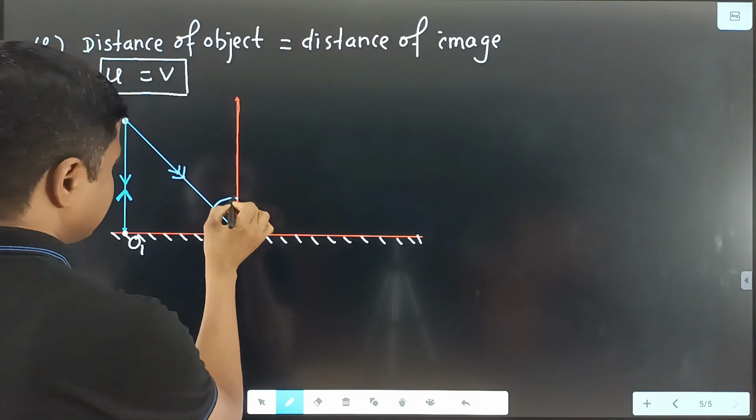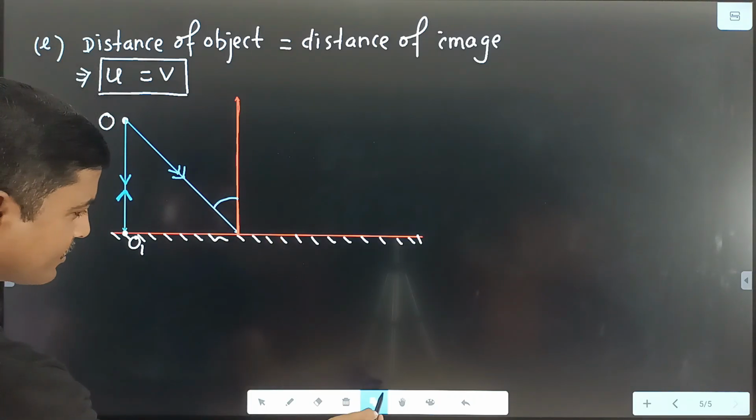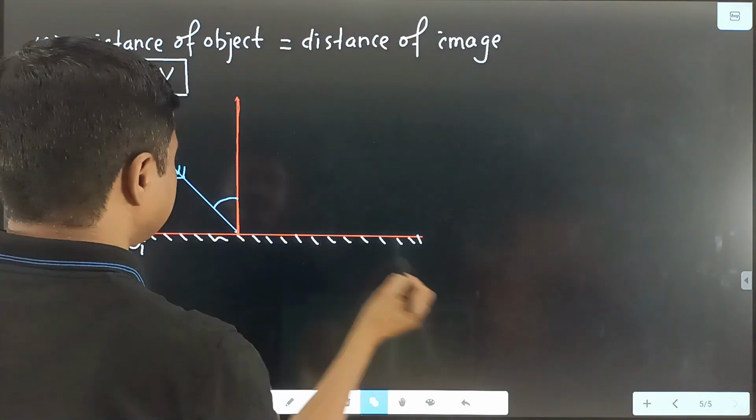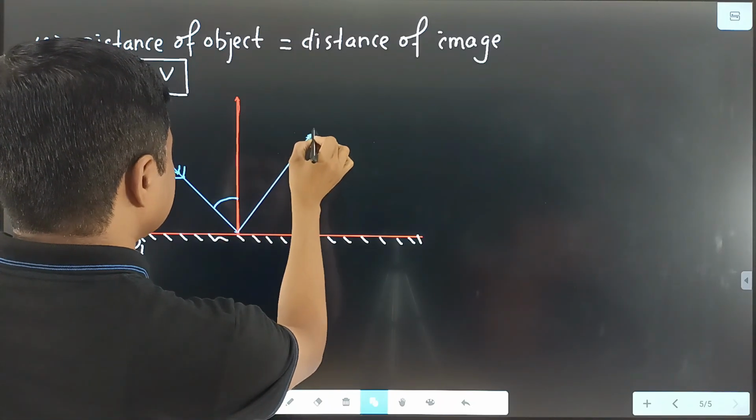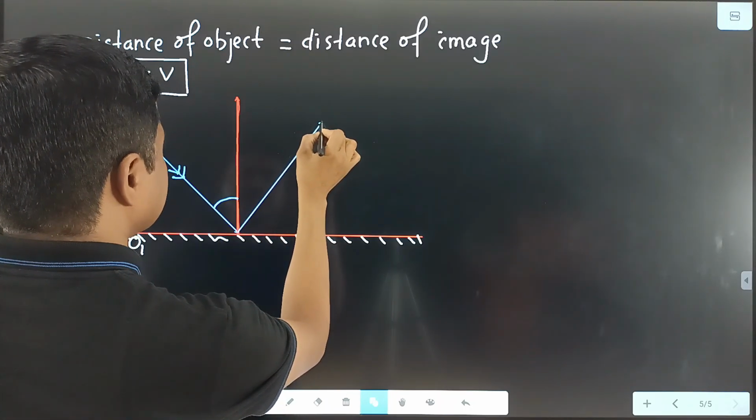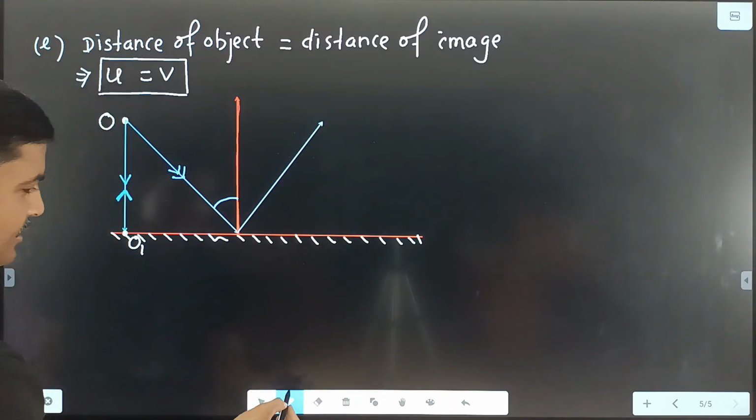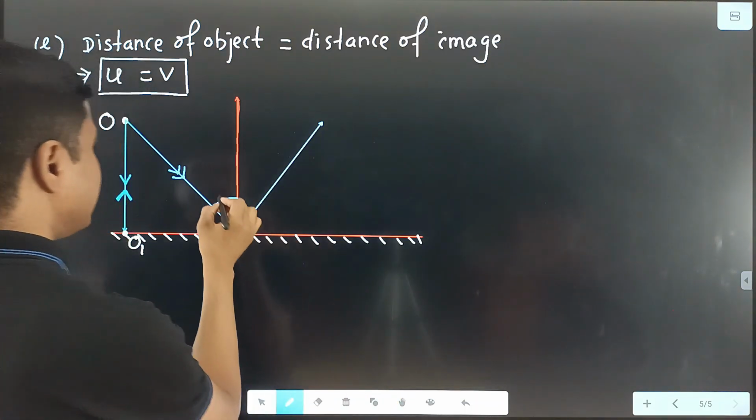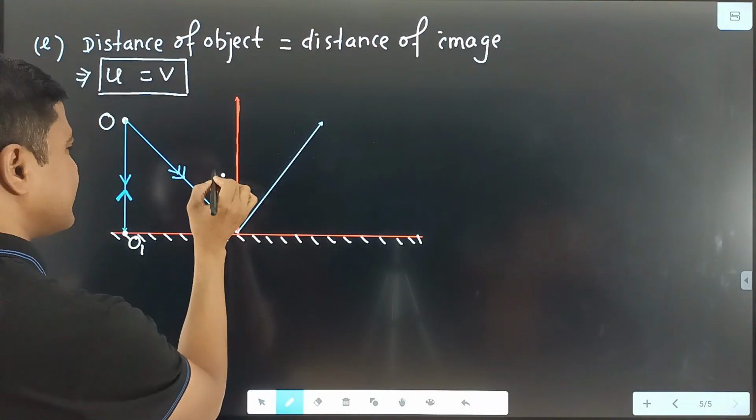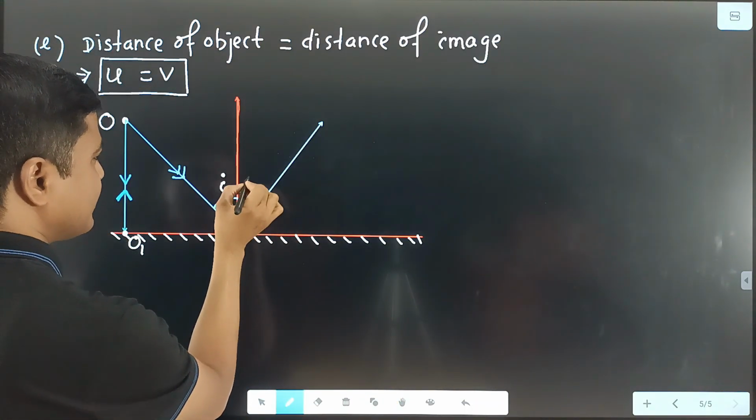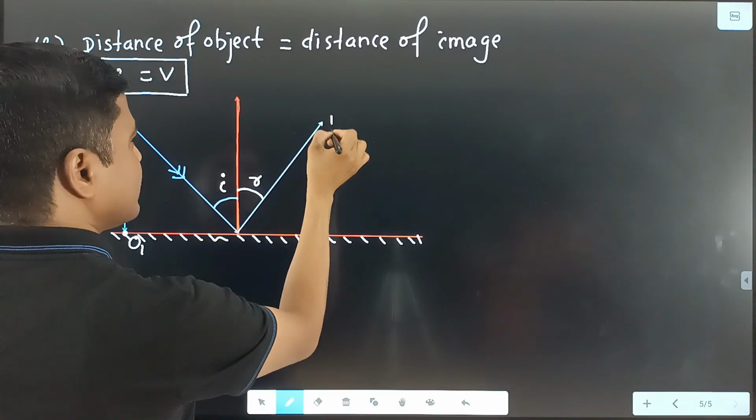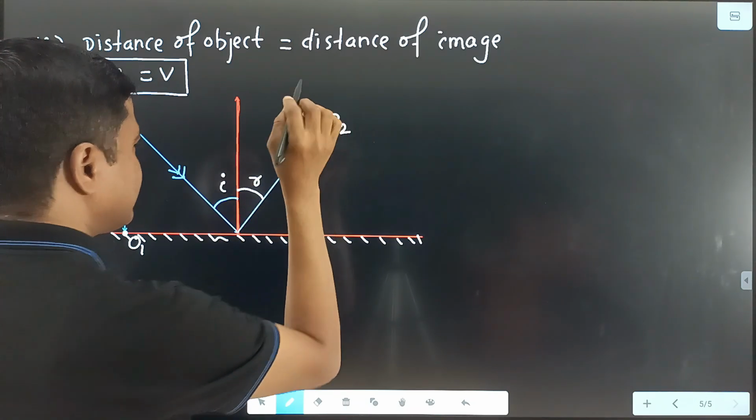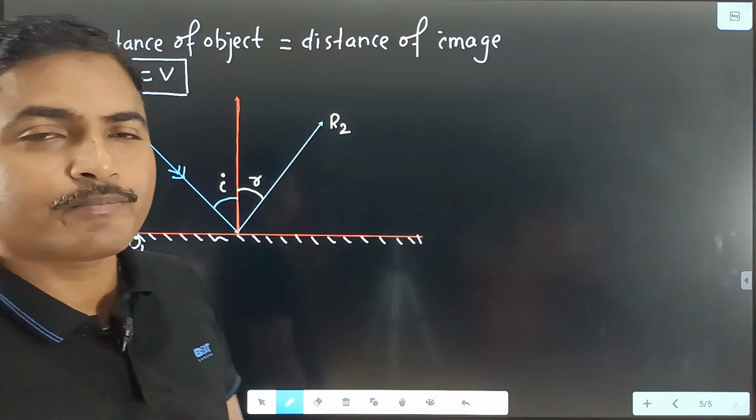Then in the second case, what happened? This is the angle of incidence, and with an equal angle, the ray is returned back into the same medium. So this is the reflected ray, and here we write this is the angle of incidence I, this one is the angle of reflection R. For the second reflected ray, we write R2. Clear?